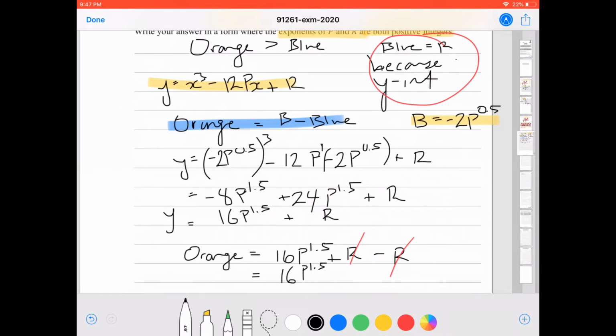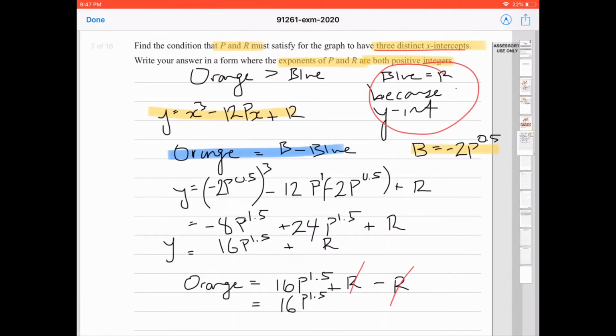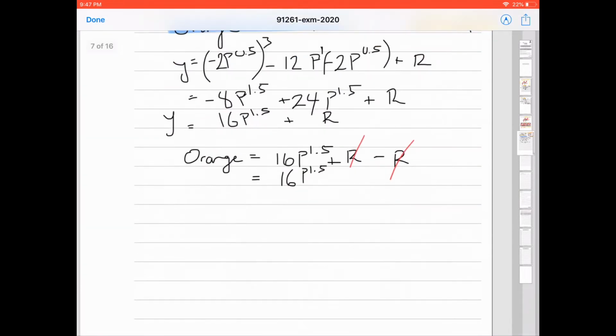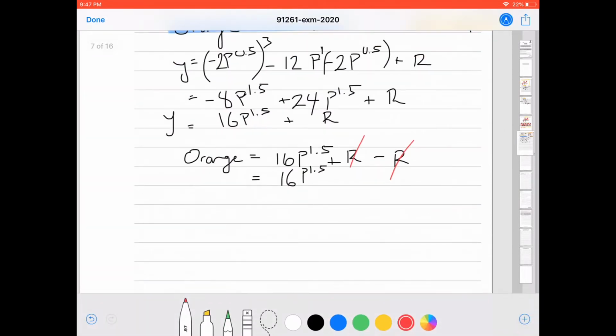Okay, is there anything more to do here? Well, according to our inequation, we want orange to be greater than blue to satisfy this idea of three distinct x-intercepts. We want orange to be greater than blue. We have a value for orange, we have a value for blue, it's r, and so we are going to say that we want 16p to the power of 1.5 to be greater than r.